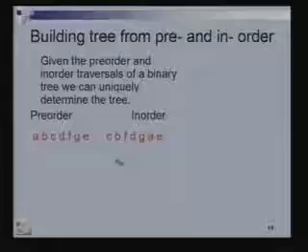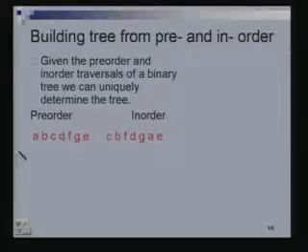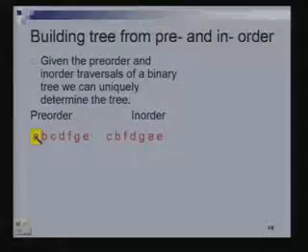Let us see. Given this pre-order traversal, what can I say first? A is the root. So I have marked A the root. Now, what should I do? Is it true that B is the left child? No, not necessarily. The root might not have a left child at all. That can happen. So we cannot say anything. All we can say is A is the root.